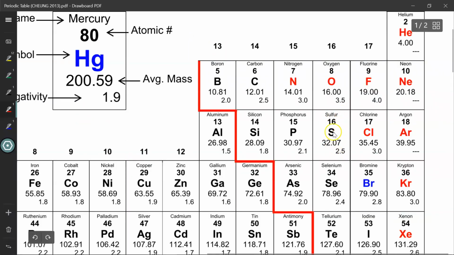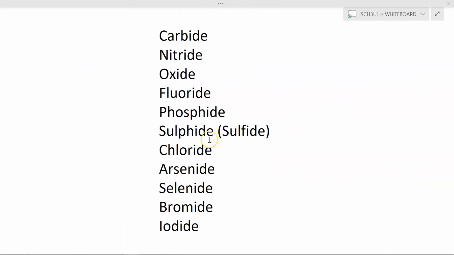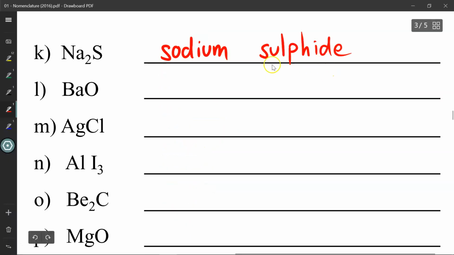Now sulfur is on the right side of the staircase, so it's a nonmetal, and the nonmetal must change its suffix to an IDE, giving us sulfide. You'll notice that I ignored the subscript 2, it's not in the name over here. I'll tell you when that is going to be necessary later.